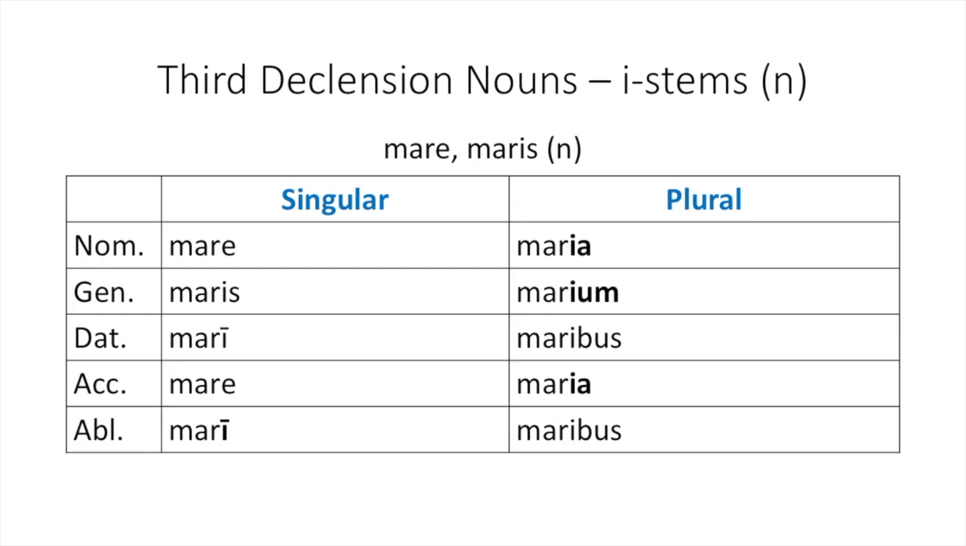And then in the nominative plural, instead of just an A, it's IA, so that I is part of your stem. Marium, again, the I part of your stem before the UM. Maribus, maria, with our neuter rule and our I stem rule, getting that I in there. And then maribus. Once you've copied all of these down, you can move on to the next slide to get a little bit more practice.